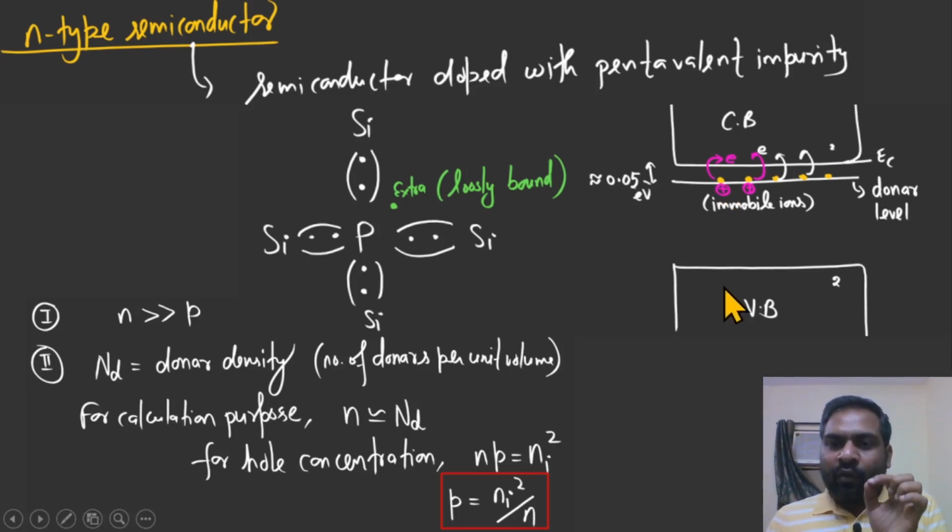Do not be confused about holes and immobile ions. When an electron goes from the valence band to the conduction band, the empty space in the valence band is called a hole. Here we have immobile ions and free electrons. So the number of free electrons increases enormously. N is much greater than P.